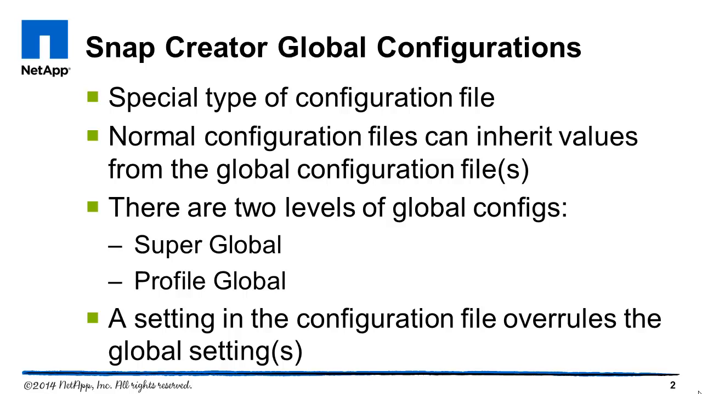A configuration file will only inherit the information from the global configuration if the information is not listed in the configuration file. Anything listed in the configuration file will take precedence over a global configuration. Likewise, anything listed in a profile level global will take precedence over settings listed in a super global. Let's take a look at how to use global configurations in Snap Creator.